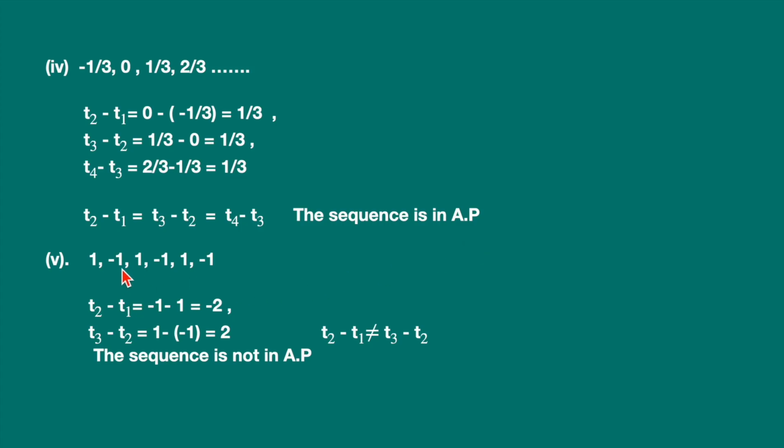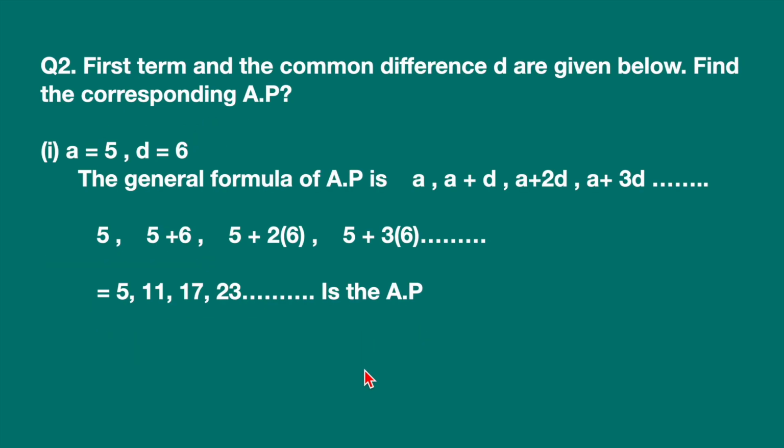In this sum, minus 1 minus 1 is minus 2. Then 1 minus (minus 1): if you open the bracket, it will become plus 1, and 1 plus 1 is 2. So this is minus 2, and here it is 2. It is not equal. Therefore, it is not an AP.